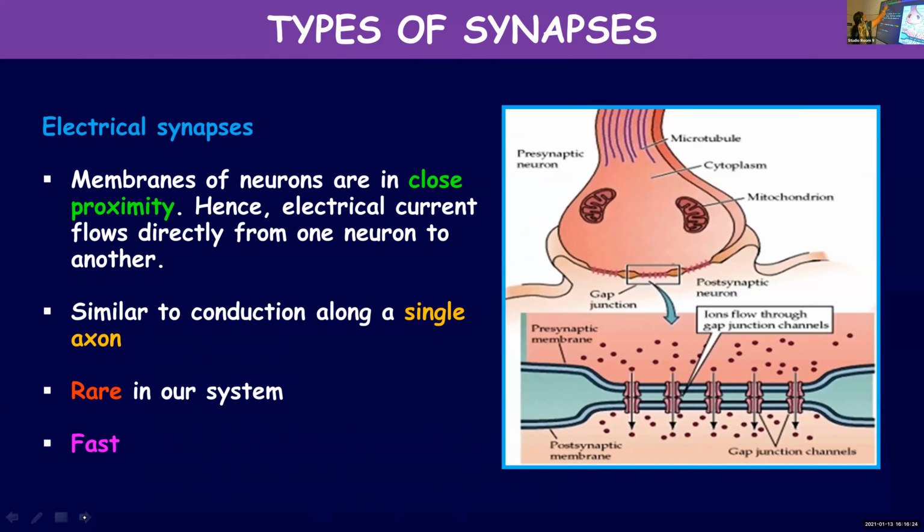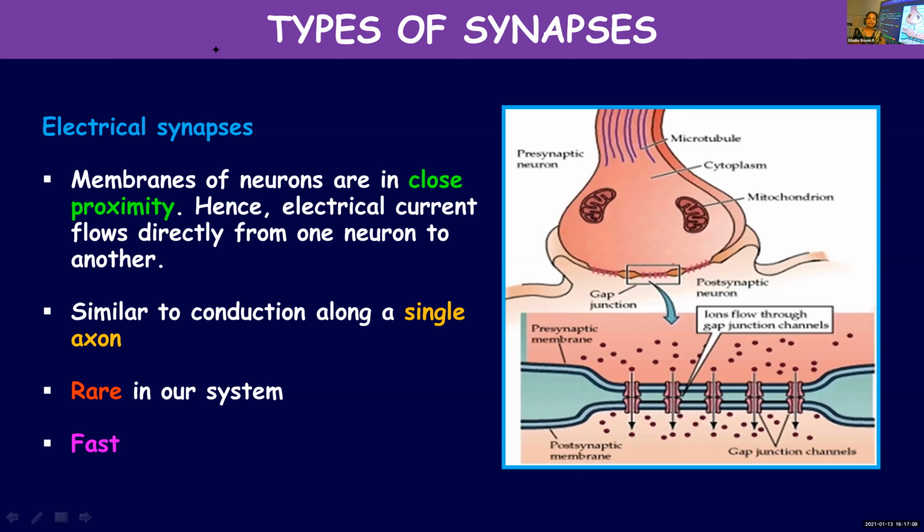Now, let's learn about the different types of synapses. Electrical and chemical synapses are there. Now we will see the difference between them. Let's start with electrical synapses. In electrical synapses, the membranes of post and presynaptic neurons will be very closely attached, in close proximity, and hence electric current directly flows from one neuron to another.